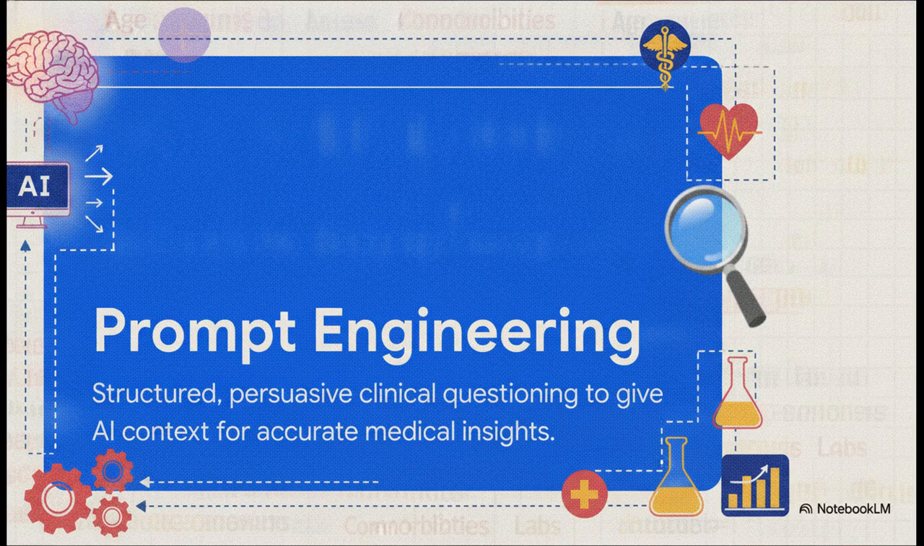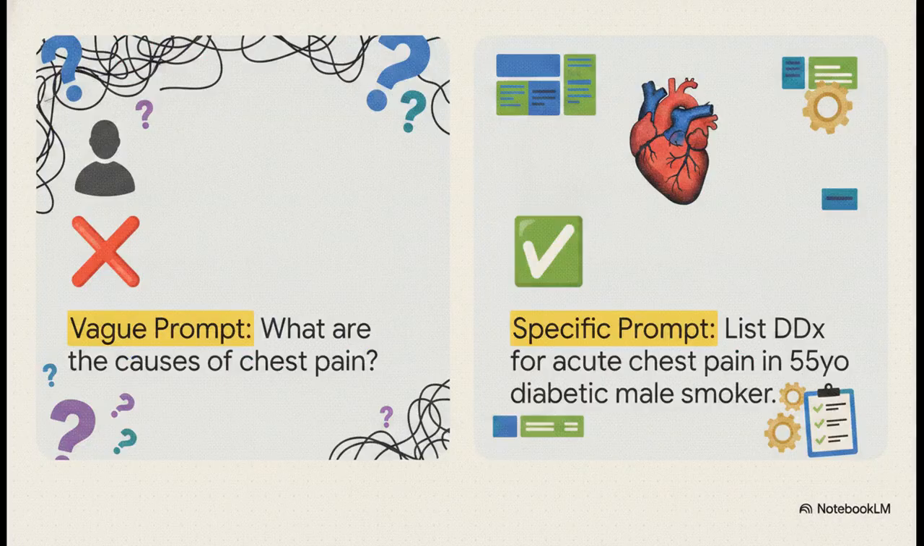And honestly, as a clinician, you do this every single day. When you present a case to a colleague, you don't just walk up and say, hey, the patient has a fever. No, you give the age, the gender, the comorbidities, the lab results. Prompt engineering is simply translating that exact same clinical reasoning and structured case presentation into a digital language the AI can actually understand. And the difference this makes is just massive.